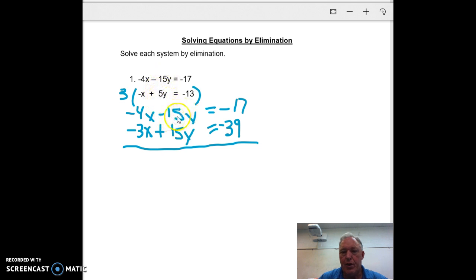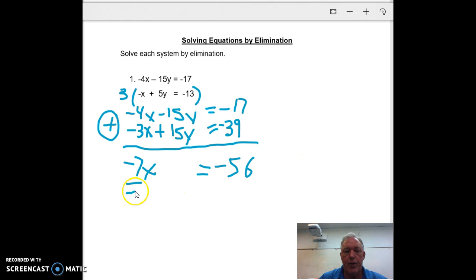We made the coefficient in front of y the same by multiplying everything by 3. So now we have a negative 15y and a positive 15y, and we know if the signs are different, we're going to add. Remember, we put an addition sign out to the side, and we circle it. So we're going to add everything together. Minus 7x, negative 4 plus negative 3. The y's cross out. And then we have two negatives being added together. We have negative 17 and negative 39, which will be equal to negative 56.